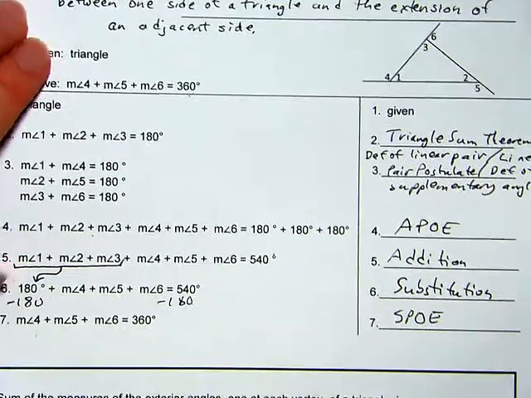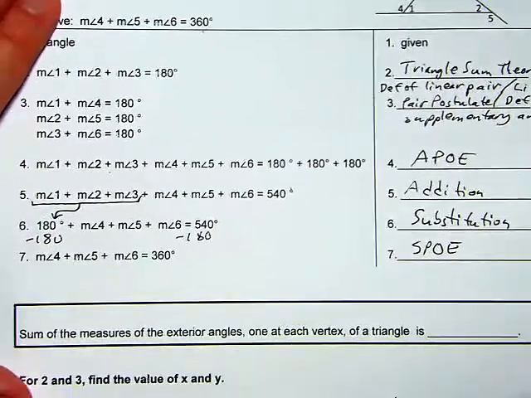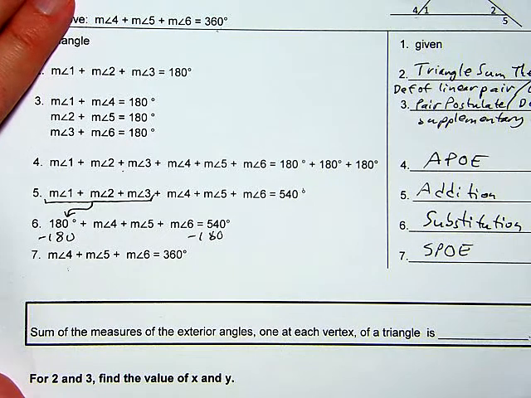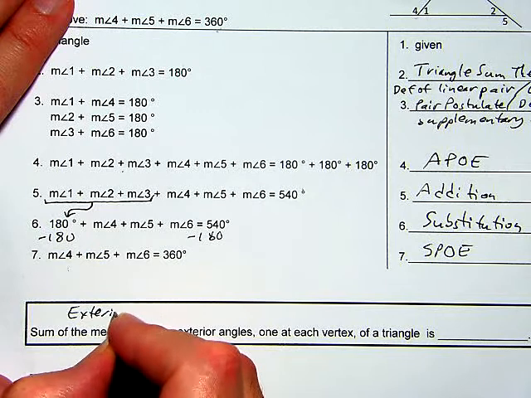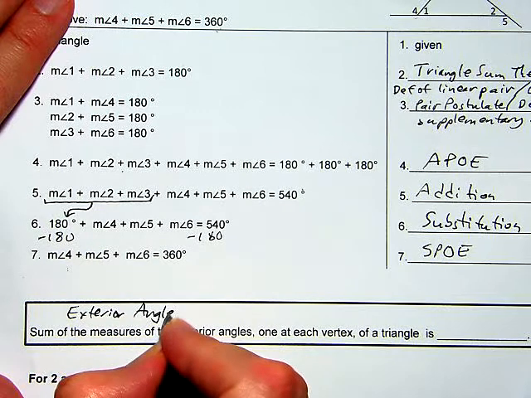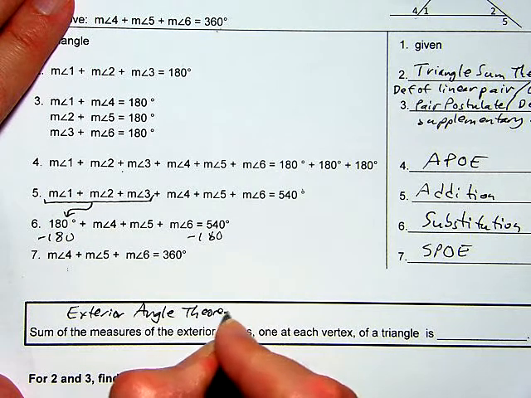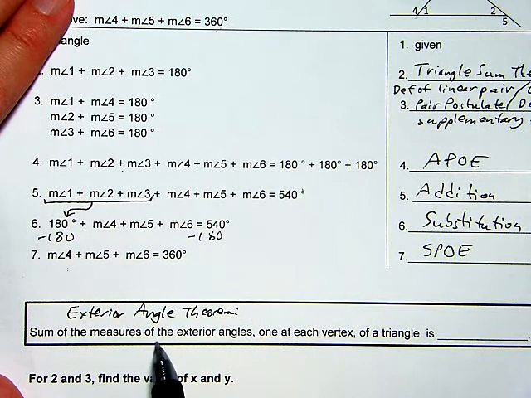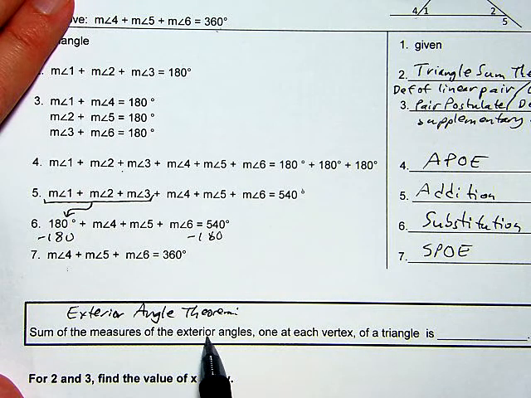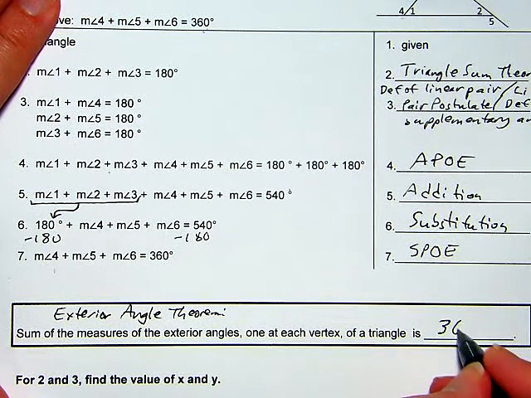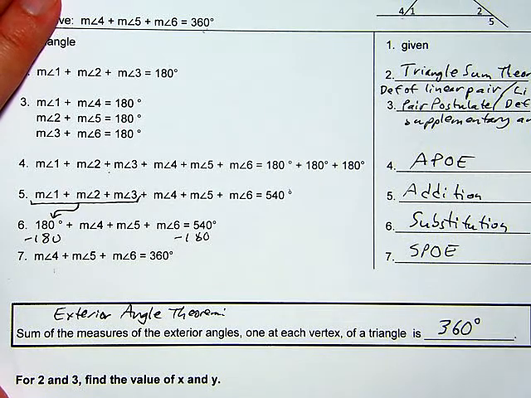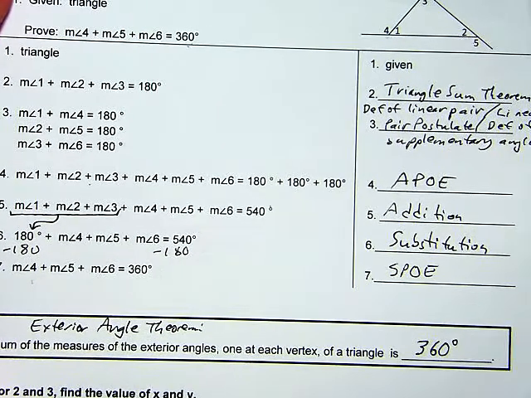So a little bit lower here, we could complete our theorem. So this would be the exterior angle theorem. And it states that the sum of the measures of the exterior angles, one at each vertex, of a triangle is 360 degrees. Okay, so that is how the proof looks.